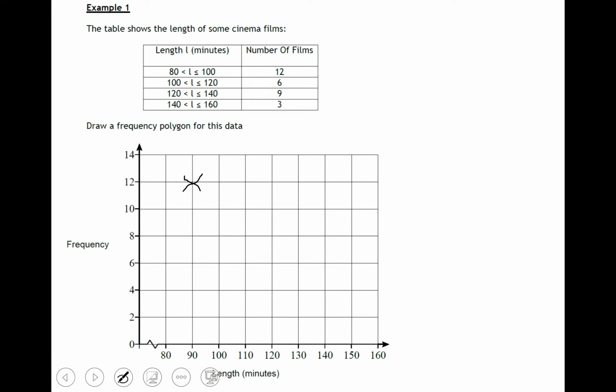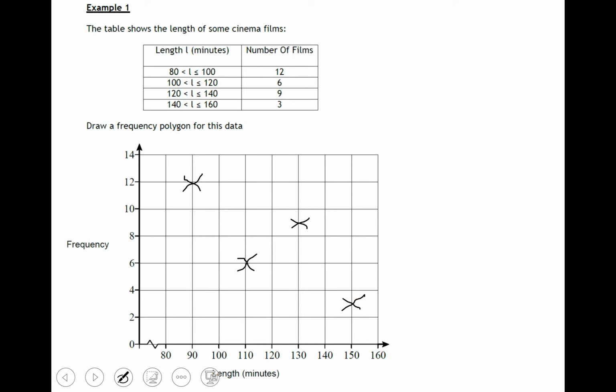Then in the next group, which is 100 to 120, the midpoint is 110 and the frequency is 6, so we go up to 6 and we mark a cross. The next group is 120 to 140, so the midpoint is 130. We go up to 9 and we mark a cross. And finally, from 140 to 160, the midpoint is 150. We go up to 3 and we mark a cross.